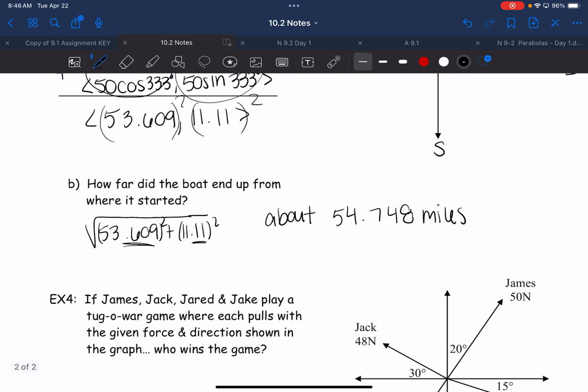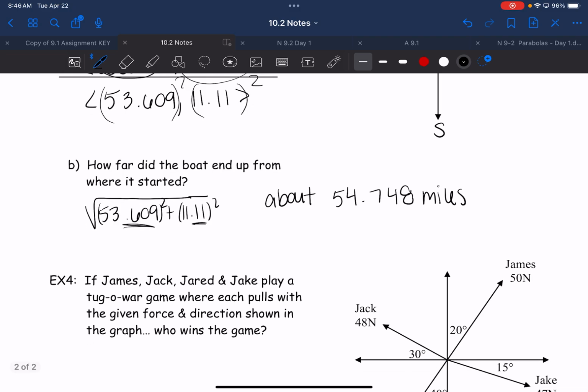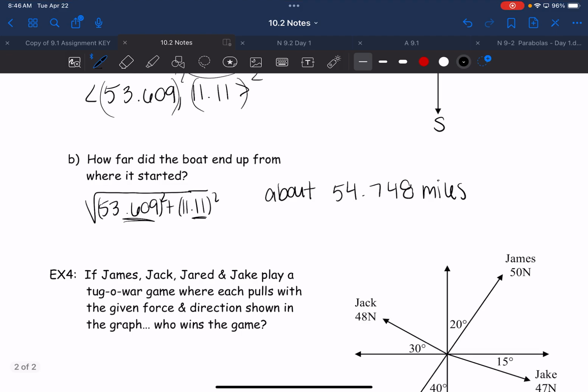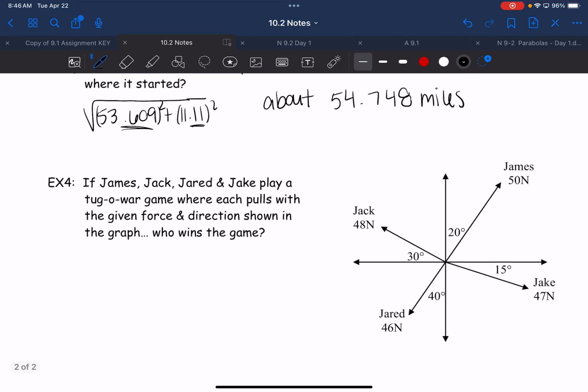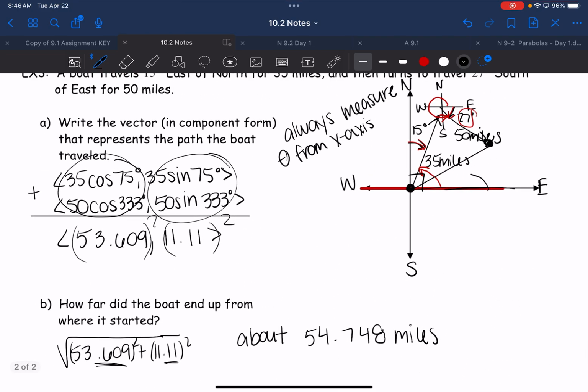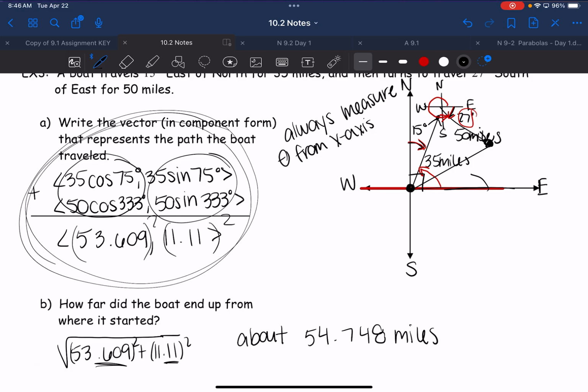All right, we got one example left. It says if James, Jack, Jared, and Jake play a tug of war game where each pulls with a given force and direction that's shown on the graph, who wins the game? So, I'm going to need to do exactly what we did on part A here, but this time instead of having 2 vectors, we have how many? 4. So same thing, but do it for all 4 people.